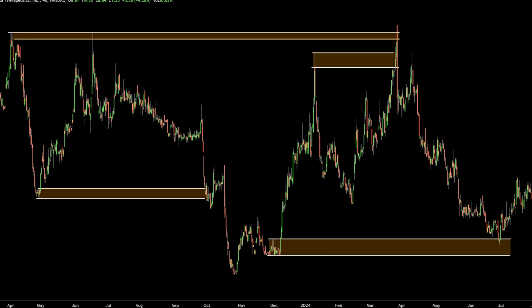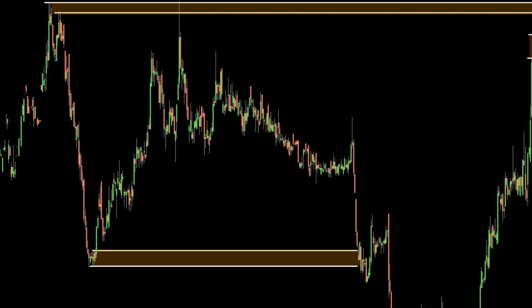To identify these zones, you just want to look for areas where price made a sharp reversal, a sharp move in the past. So if a stock drops from $60 to $52 in one sharp move, then bounces strongly, that $52 area has become a significant demand zone. But so does the $60 zone. That becomes a supply zone. That's where the selling came from that caused that big drop.